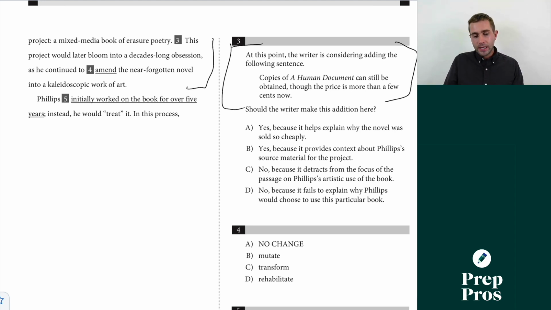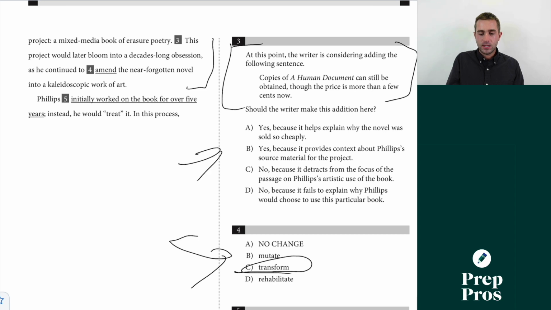This project would later bloom into a decades-long obsession as he continued to amend. Well, this is just going to be a word choice question. This makes no sense. Continued to amend the near-forgotten novel into a kaleidoscope work of art. The only word that makes any sense in this context, and this is one of the few places where you kind of just have to know some of the vocab or be able to hear that it's right, we just say transform. Now, we'll go back to this question here.